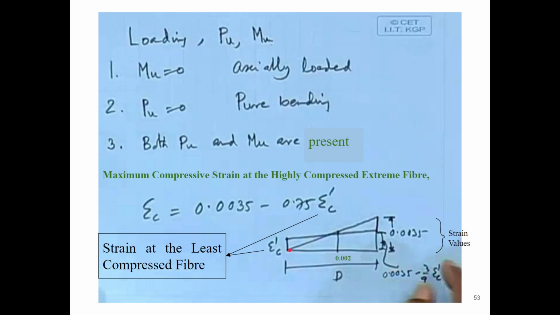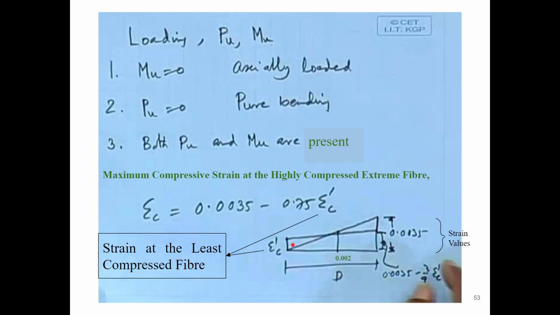Okay, so this value started from 0 and it increased and ultimately reached 0.0035, which we discussed in case of beam. But in case of column, both Pu and Mu are present. In that case, here it will not be 0. There will be a value of εc prime, which is nothing but the strain at the least compressed fiber, right?